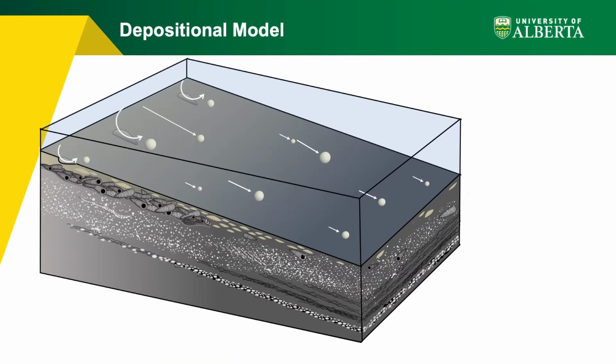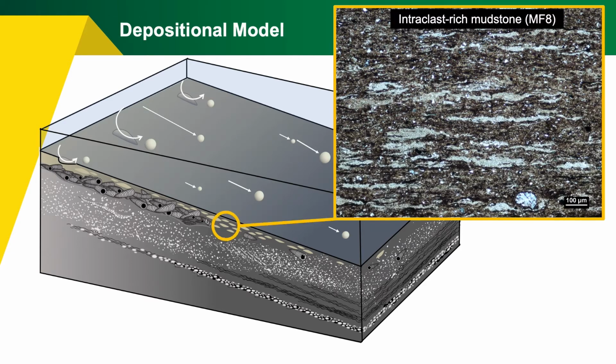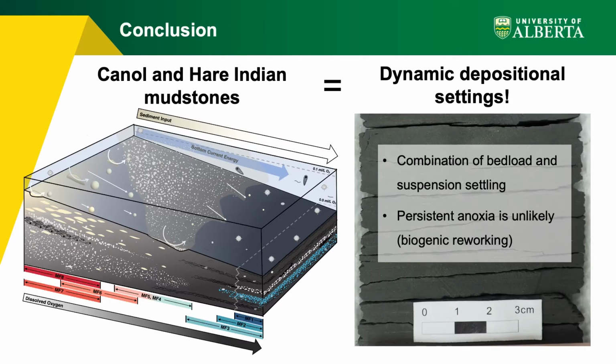And then finally, our clastic sediment input source is approaching our location, and so we get a big influx of our clay and our up-dip eroded interclastic aggregates, leading to the formation of our interclastic-rich mudstone. So, in summary, the Canol and Hare Indian mudstones, which were previously thought to represent quiescent suspension settling environments under poorly oxygenated bottom waters, actually represent dynamic depositional settings with a combination of bed load and suspension settling mechanisms, as well as persistent anoxia being unlikely due to the evidence we have for biogenic reworking.